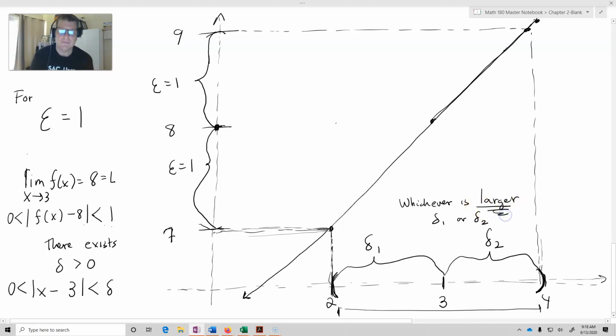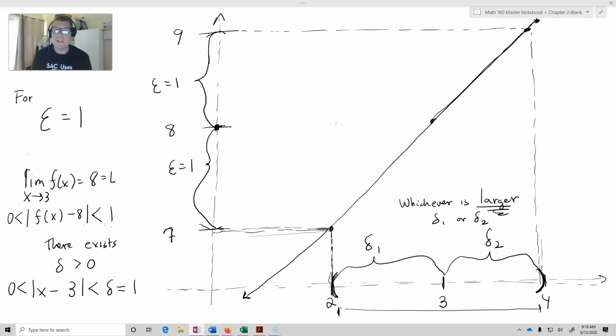I'll emphasize again, larger. Whichever is larger, delta 1 or delta 2, because the larger area is going to encompass the other. If delta 1 was bigger, then delta 2 would be inside of delta 1, because it would be smaller. So we're going to pick whichever one is larger. In this case, they're the same size, so delta equals 1, exactly the same size, okay?